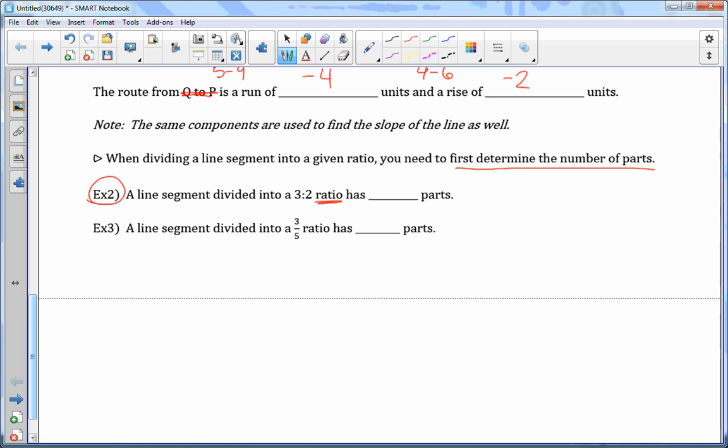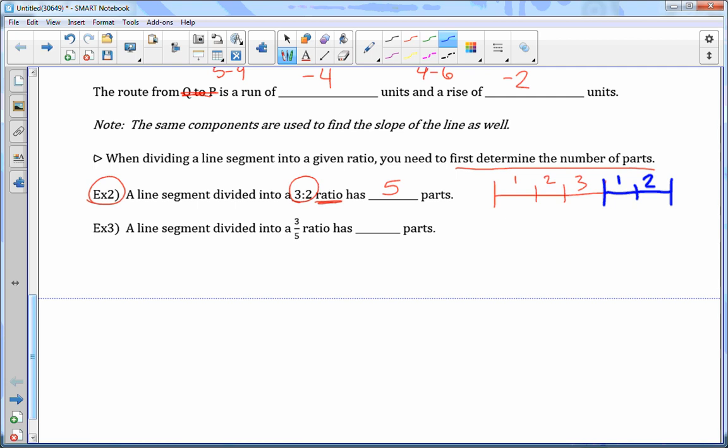A line segment divided into ratio 3 to 2. Meaning one side has 3 parts for every 2 parts on the other side. So for the ratio, you have to add up those two numbers. There are 5 parts in total. For every 3 equal parts of the first part of the segment, it equals 2 equal parts of the second part of the segment.